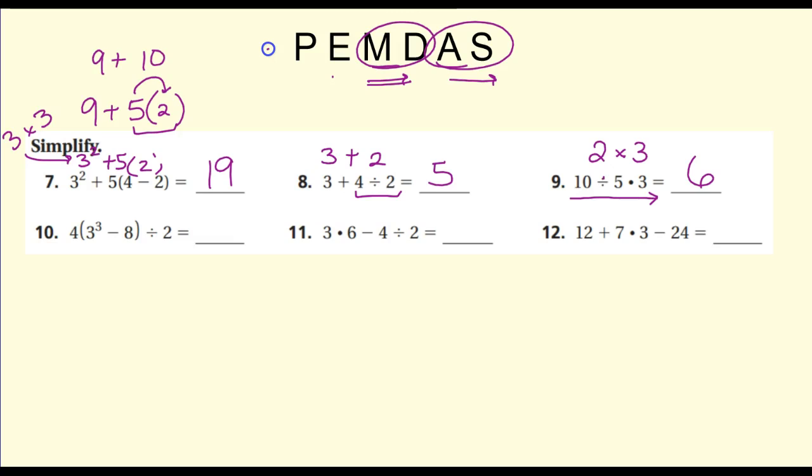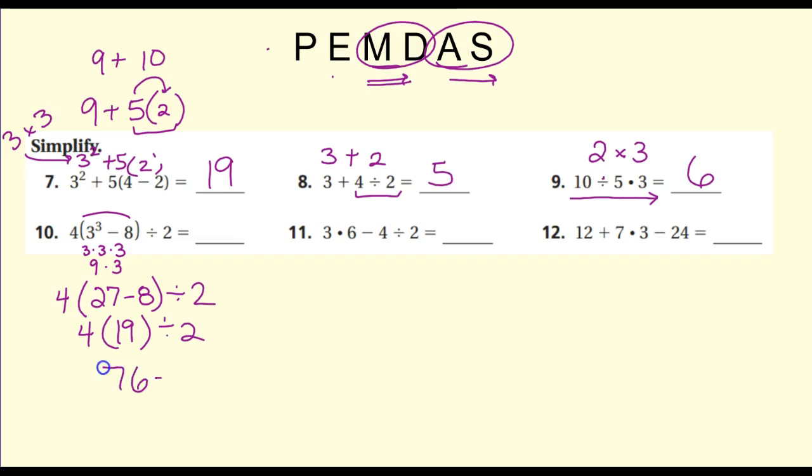All right, parentheses. I have to start here. So I'm going to do what's inside these parentheses first. Looks like inside there I have exponents. So 3 times 3 times 3. Well, 3 times 3 is 9 times 3. Okay, that would give me 27 minus 8. That's all inside the parentheses. Bring everything down so I don't lose it. So 27 minus 8, I'm still working inside the parentheses. I get this, bring it down. 4 times 19. If you use a calculator, I got 76. So I have this. And 76 divided by 2 gives me 38 for a final answer.